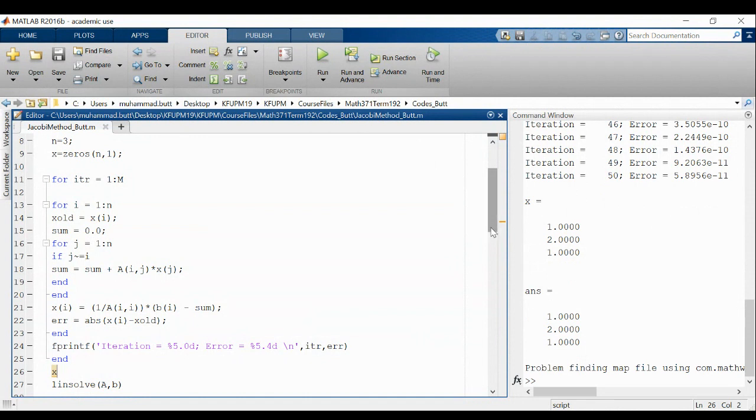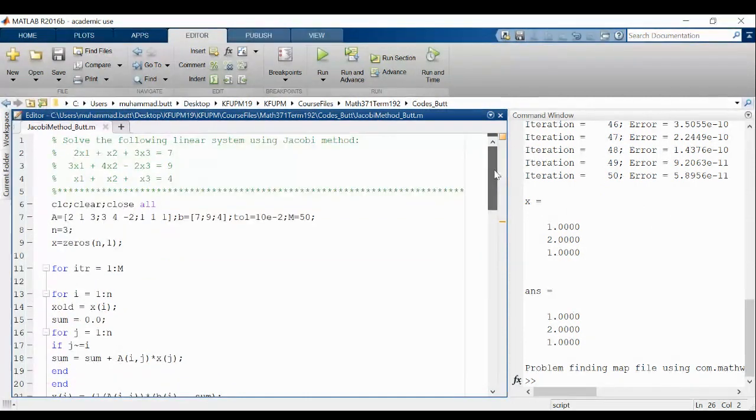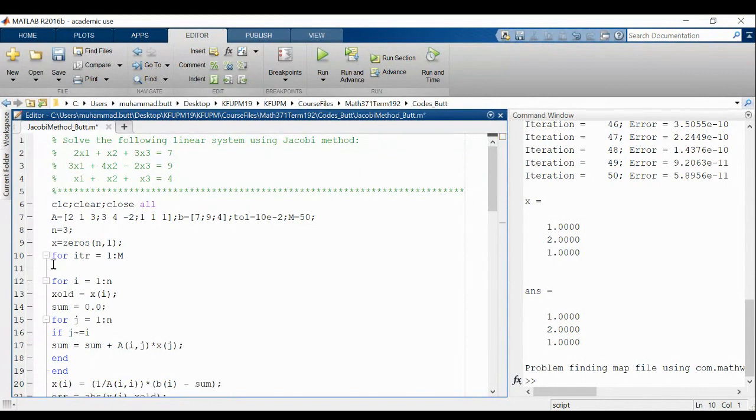So now I expect that you can write this code for yourself. You see, it's not very difficult, but definitely you need some experience of coding to write this code.